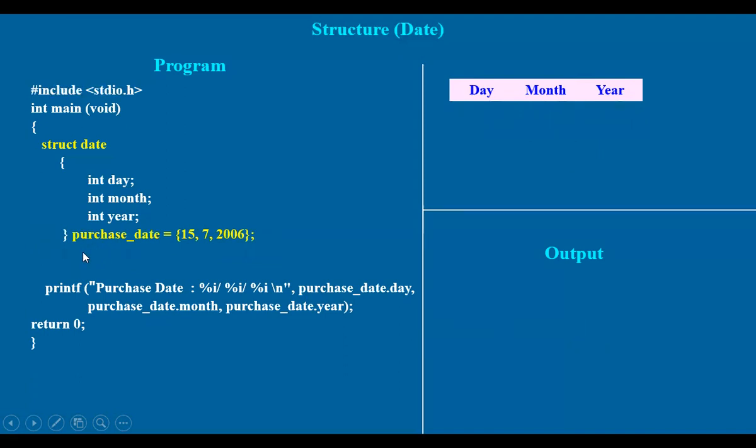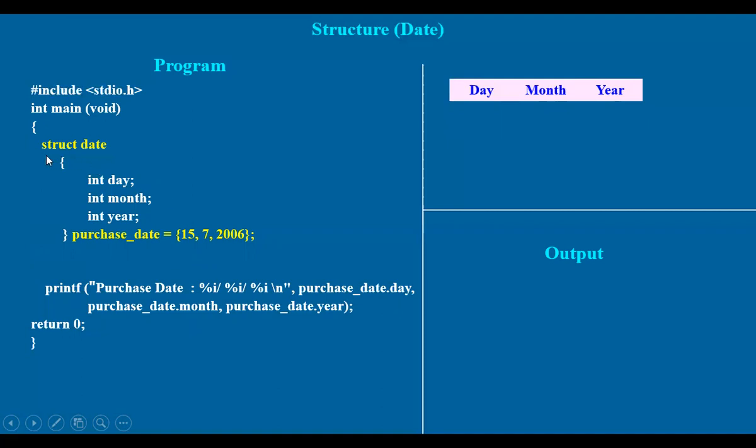Now, is it possible to declare the variable without mentioning struct date again? Yes. The purchase date can be declared and even assigned with some data like this. The structure named date is defined with three fields: day, month, and year. In the earlier statements, we have seen struct date and purchase date. That is the way, but it is not necessary.